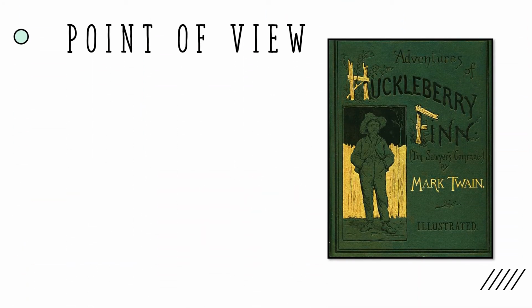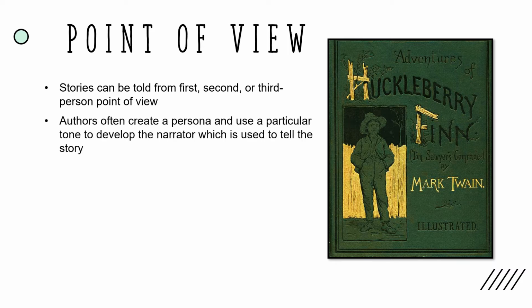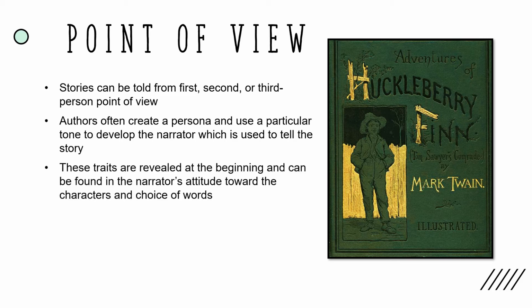The next element of fiction that we'll discuss is point of view. Stories can be told from first, second, or third-person point of view. Authors often create a persona and use a particular tone to develop the narrator, which is used to tell the story. These traits are generally revealed at the beginning and can be found in the narrator's attitude toward the characters and in the choice of words the narrator uses to develop his or her voice.